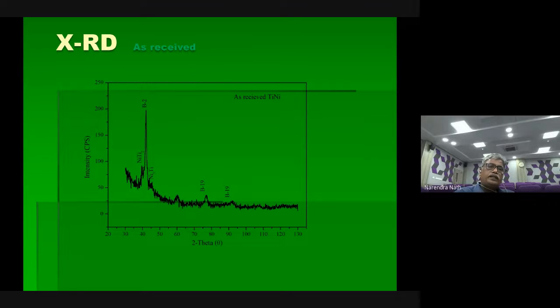Here you can see intensity, which has no unit, for the as-received titanium nickel material, plotted against 2 theta. Now you can see B2 is there and B19 dash is there, and apart from that, precipitates are there. So BCC B2 is there, monoclinic B19 dash is there, and precipitates are there. This ensures that, because this is a high peak in the as-received condition, most of the matrix is austenite.